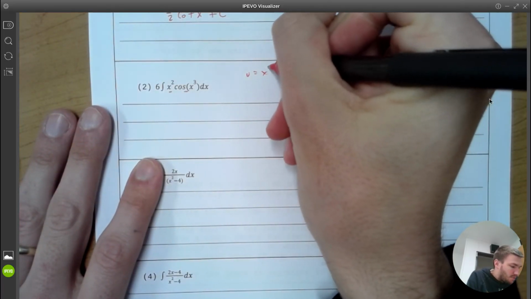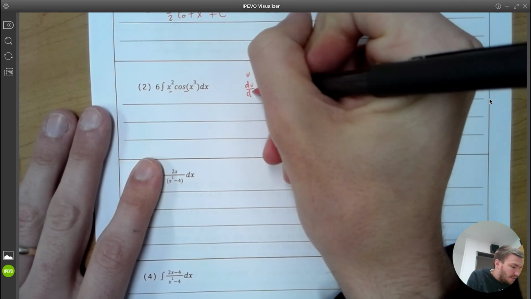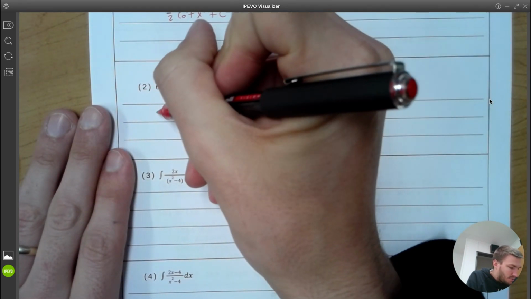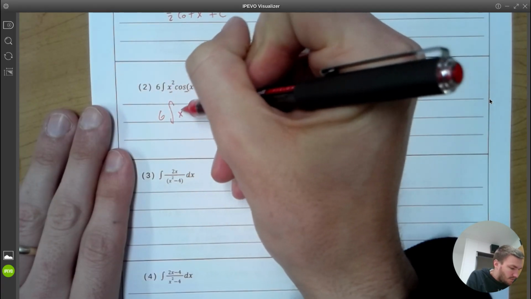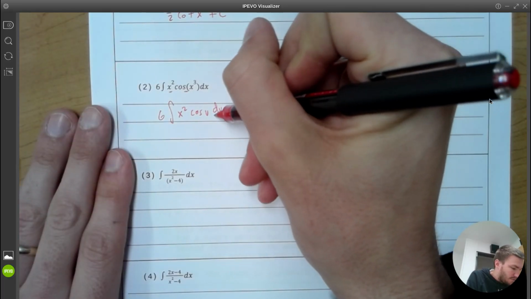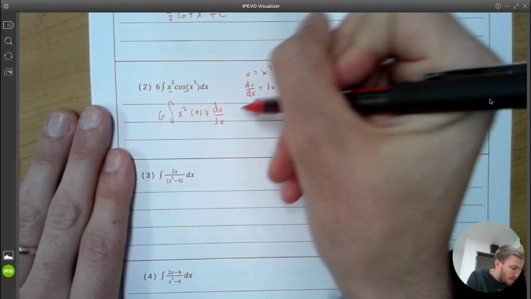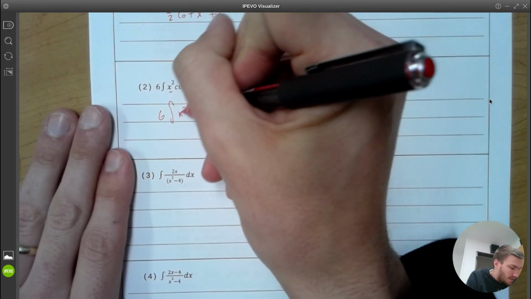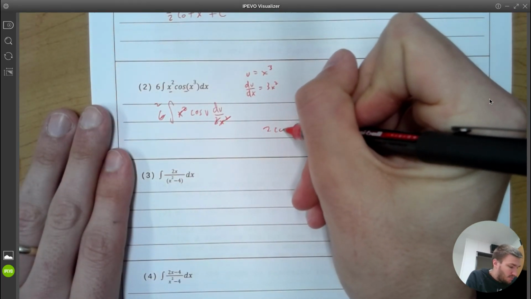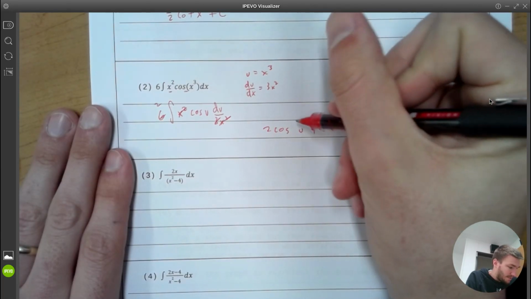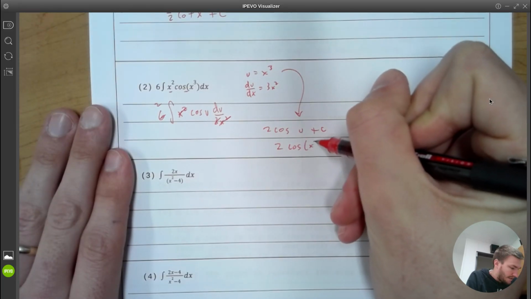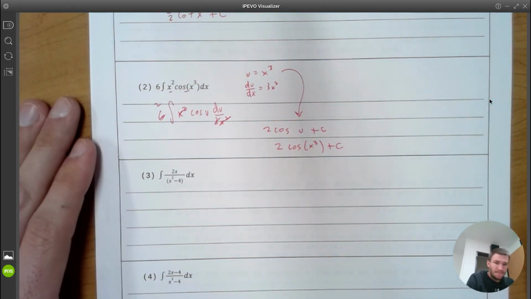I'm going u equals x cubed, du dx is equal to 3x squared. I'm seeing nice, that's gonna match up. I'm gonna do my replacements. 6 integral x squared cosine of u du. These are gonna swap. 3x squared, my x squareds will cancel out. My 3 and my 6 will make a 2. The answer is gonna be 2 cosine u plus c, but I can't leave it as a u. 2 cosine of x cubed plus c.